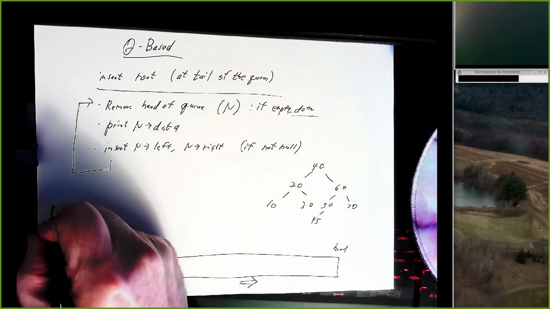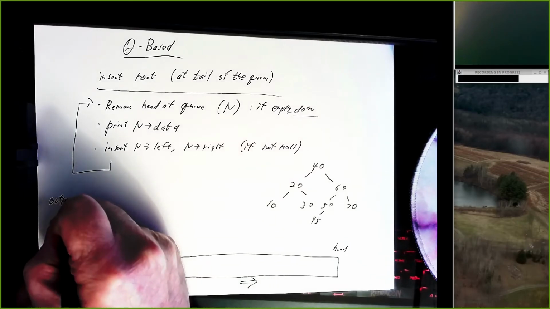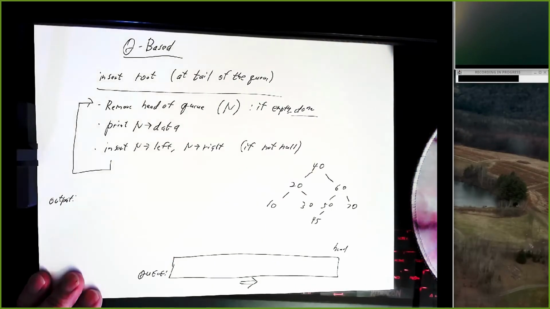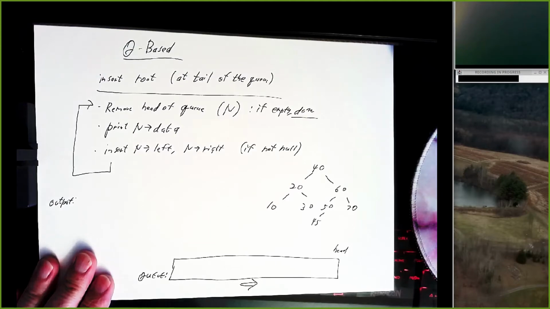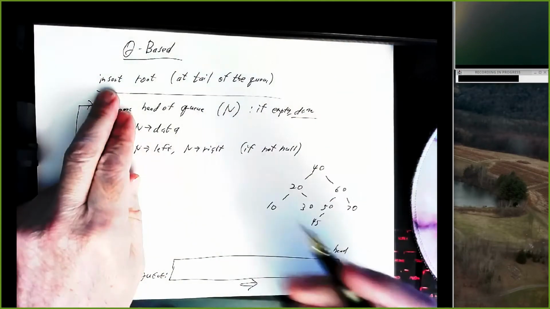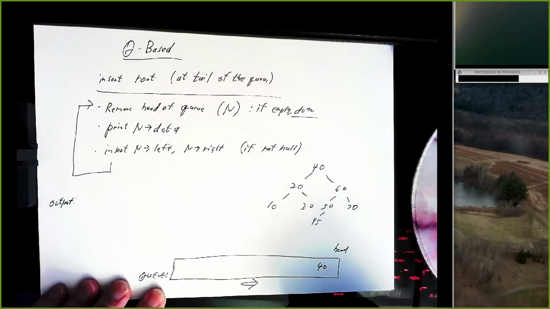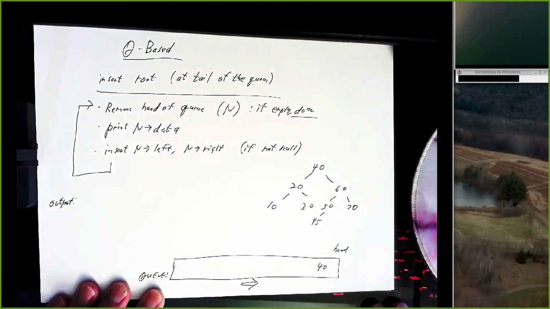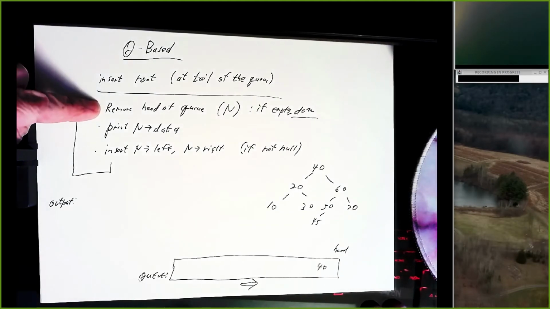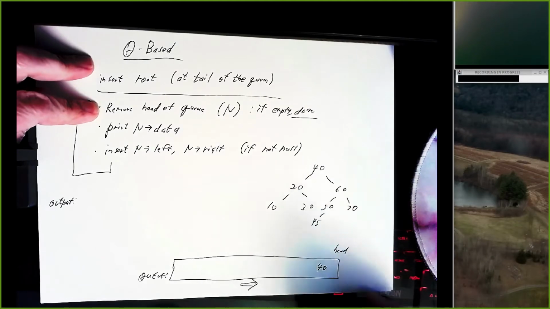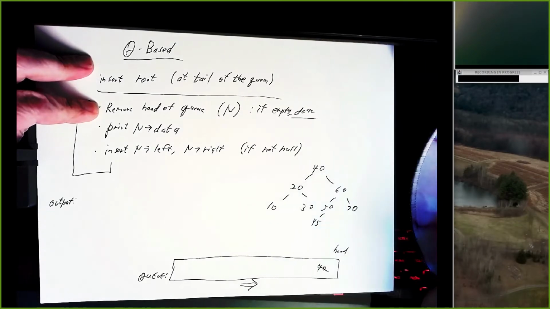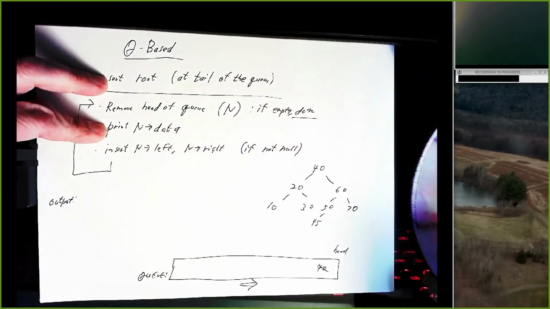Now record the output here. So we start the algorithm by inserting the root. So 40 is the first thing that goes in. So that's sitting at the head of the queue. Alright, so step 1, remove the head of the queue. So we remove the 40 from the queue. That's n. We print out n's data.